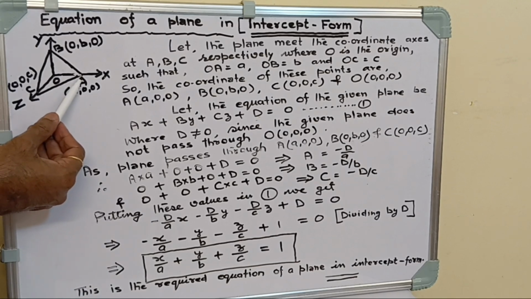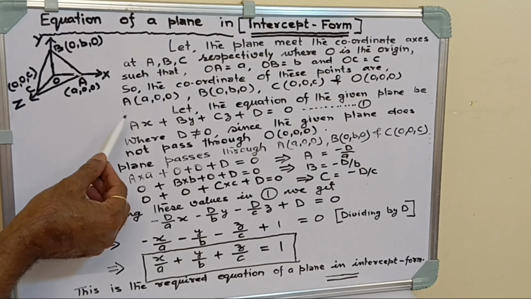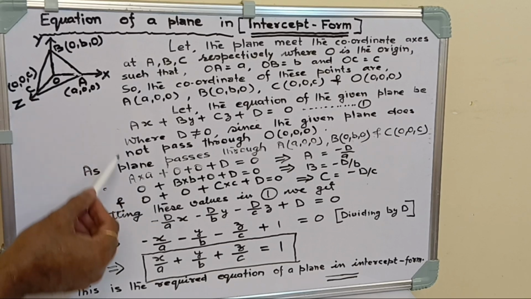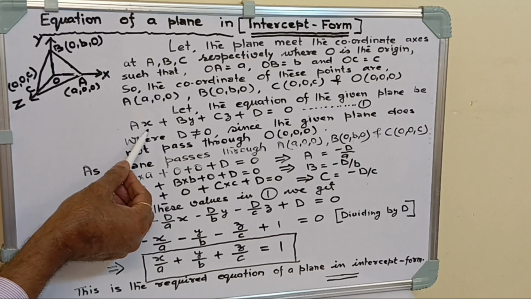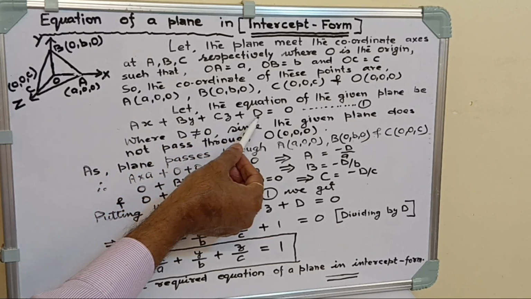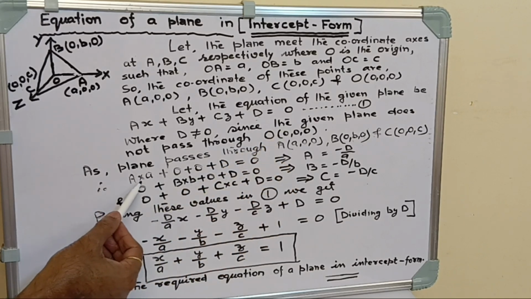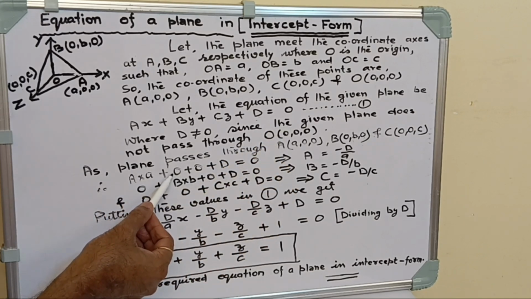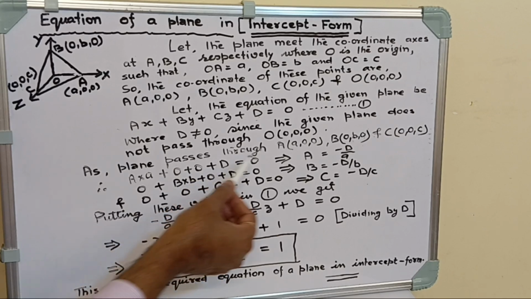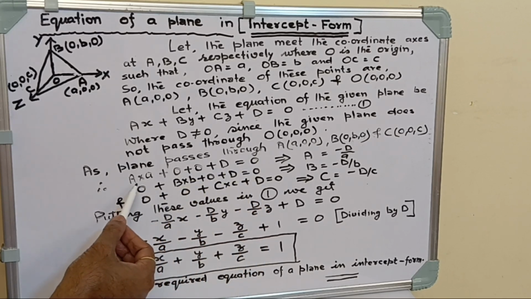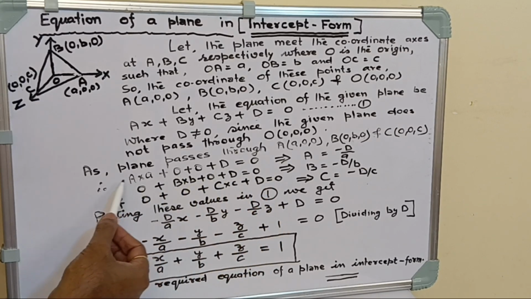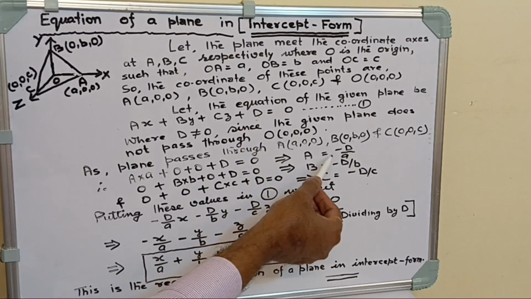So for A (a, 0, 0), put x is equal to a, y is equal to 0, z is equal to 0, we get a into a plus b into 0 plus c into 0 plus d is equal to 0. a into a plus 0 plus 0 plus d is equal to 0. Taking d to this side, a into a is equal to minus d. So a is equal to minus d by a.